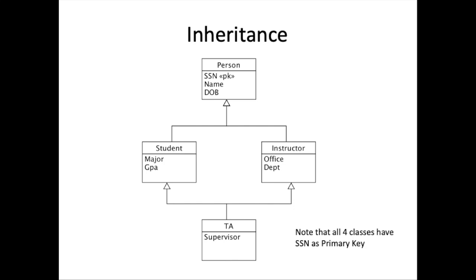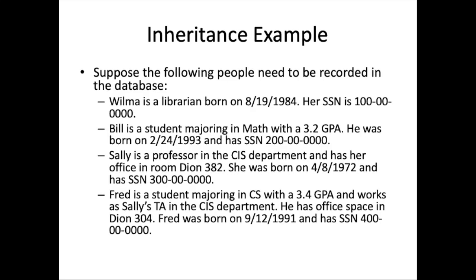Also, I just wanted to point out that all of these classes have social security number as their primary key, right? Because this SSN is inherited either directly or indirectly in every class. And so if SSN uniquely identifies every person, then clearly it identifies every student or instructor or TA, because they're all people.